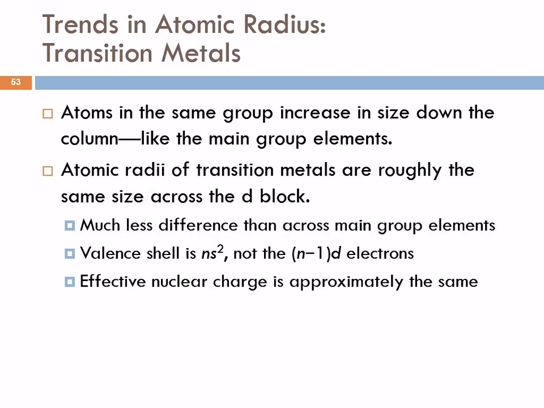And a lot of that has to do with the valence shell being the ns2. Across a period for the transition metals, what we're filling up is the d orbitals. The d orbitals are not a valence shell. Those are core electrons. And so we're seeing the valence shell being the same. The effective nuclear charge is approximately the same. And so there's very little difference.